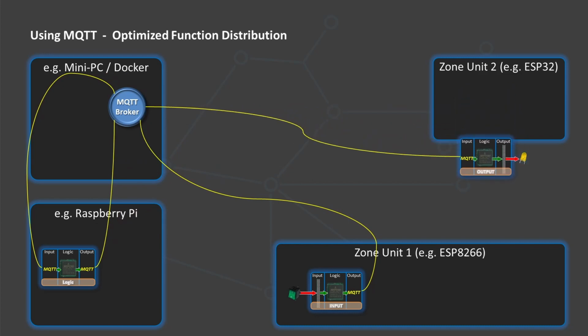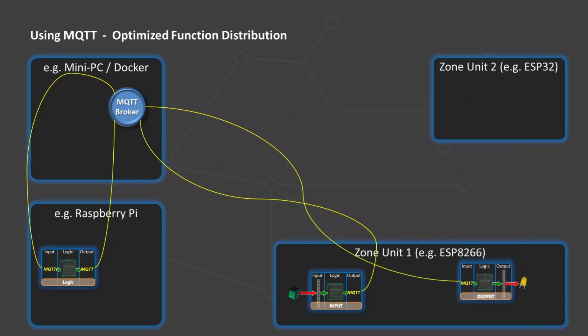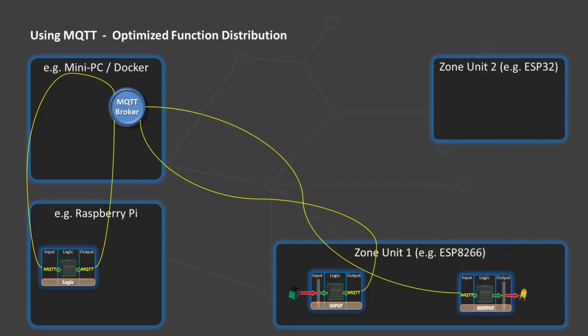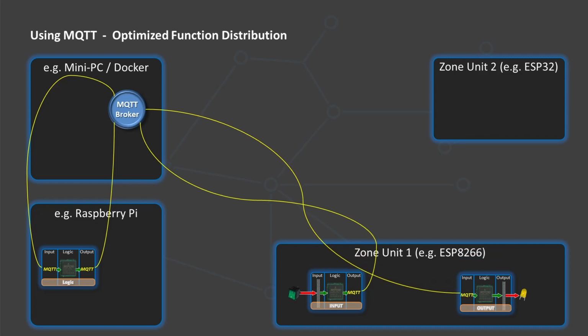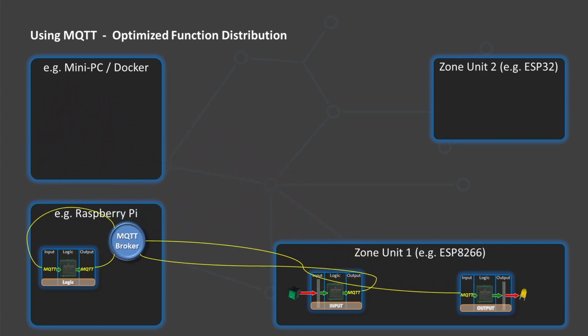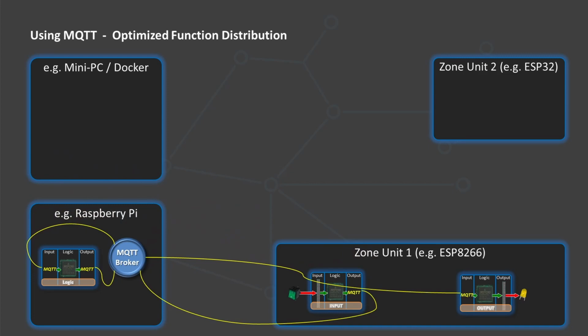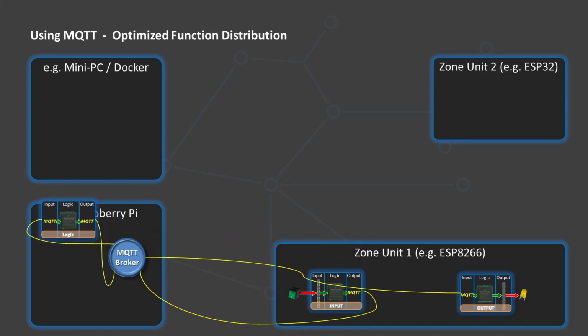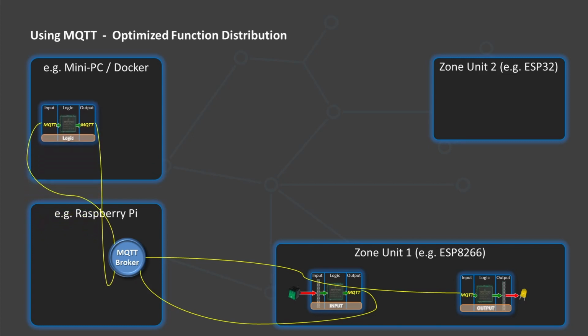The output module could just as well be inside zone unit 1. The main function does not see this difference. The broker could also sit inside the Raspberry Pi. The entire rest of the system sees no functional difference at all. If you wish to relocate the logic module into the mini PC, even at a later time, just go ahead, nobody sees a difference at all.